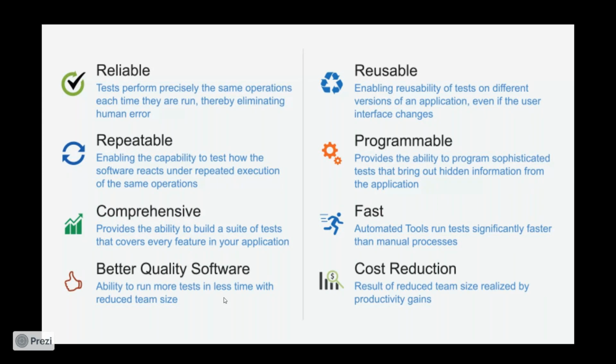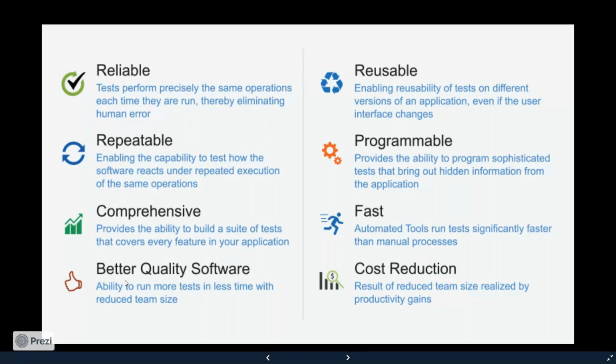Then comes the repeatability. What do you mean by repeatability? As I've told you, if I run the same test case 1,000 times, we can also see how the software reacts under a huge number of executions. Does it break down? Does it behave in a different way? Are you seeing any peculiar behavior in your application? Then comprehensiveness. We can build a suite of test cases that covers each and every corner of the application. With the help of automation testing, we can cover each and every corner of the application in less time. So, better quality software.